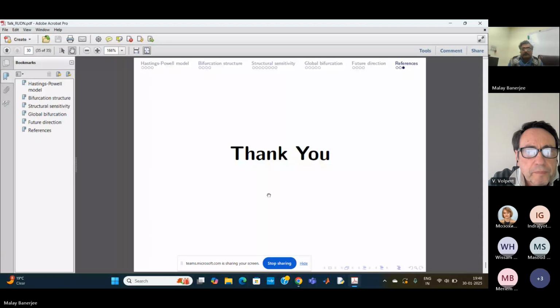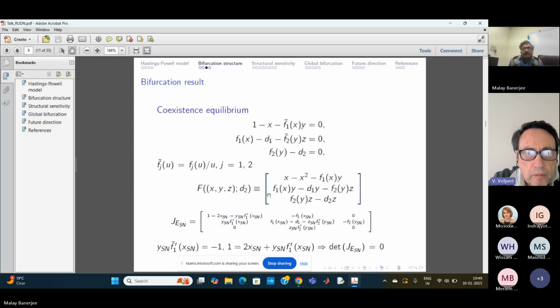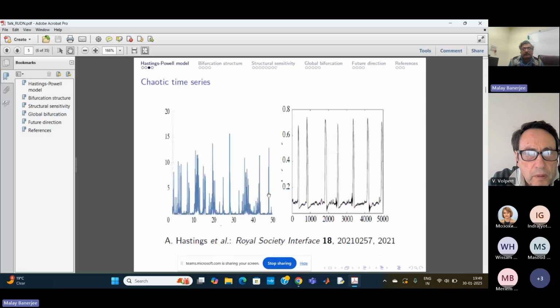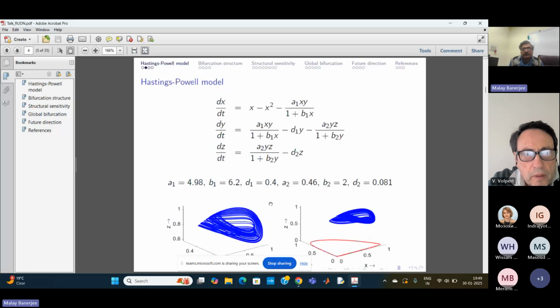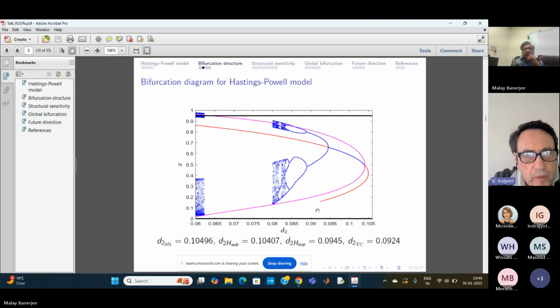Could you please show one of this bifurcation diagram, maybe the first one you showed in one of the first slides? Can you see the slides? Well, not yet. This one? No. Where you show this bifurcation, this period doubling. Yeah, maybe this one. Okay, for example, this one.